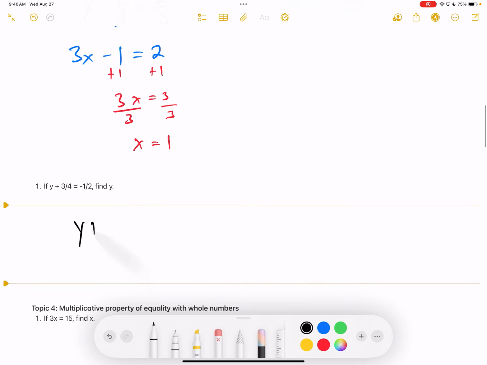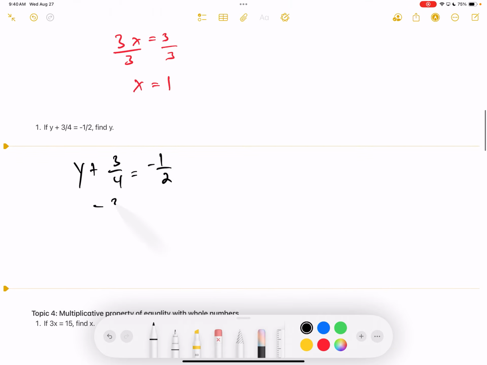So on this one, again, you can subtract 3/4 from both sides, but then you have to do negative 1/2 minus 3/4, which most people don't like. So my LCD of 2 and 4 would be 4. 4 is the smallest number that they both divide evenly into.